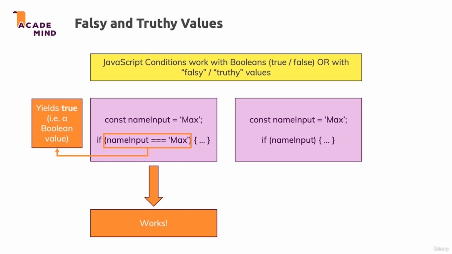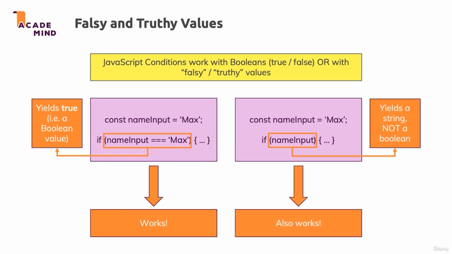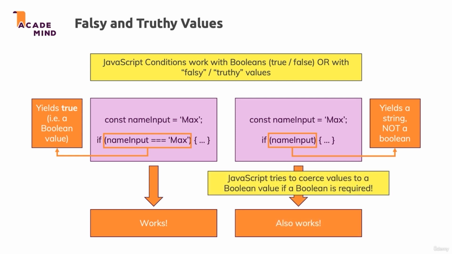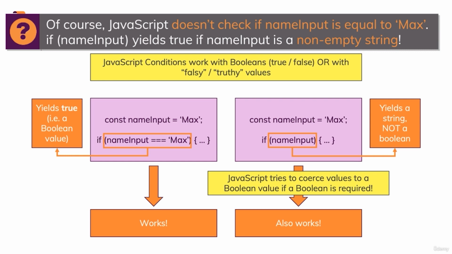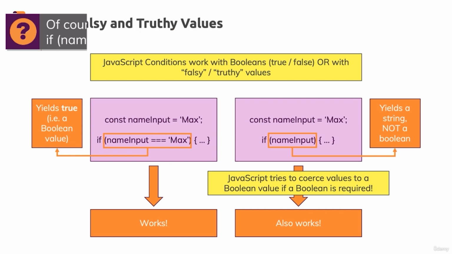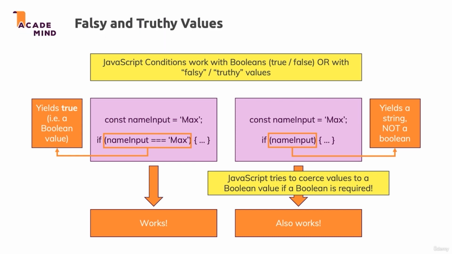But now in the if condition, I don't compare name input to any concrete value, I just have if name input here. And this name input constant here, of course, holds a string, not a Boolean, right? We initialize it one line above it, so this holds a string, not a Boolean. And still this works. And this works because JavaScript tries to coerce values to a Boolean value if a Boolean is required, as it is the case in the if statement. So yes, if statements work with Booleans, but JavaScript tries to convert a value to a Boolean if it doesn't get a Boolean comparison and also not a Boolean itself.